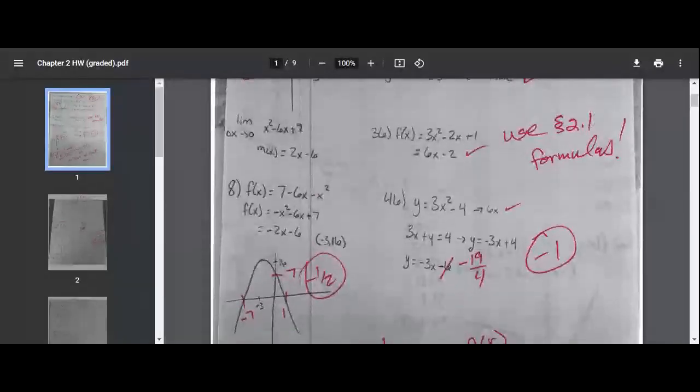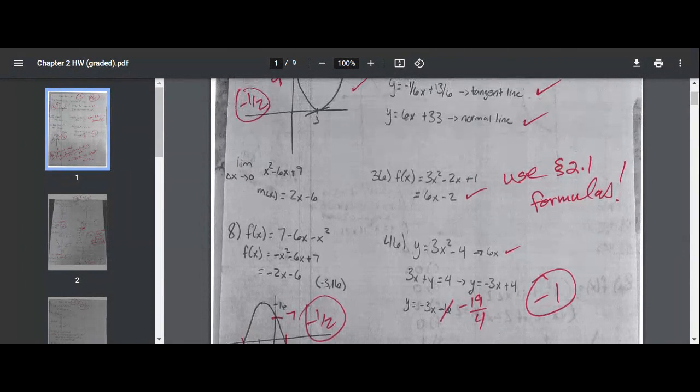Let's see. I got to share content. Chapter 2 homework. I guess this one. Okay.